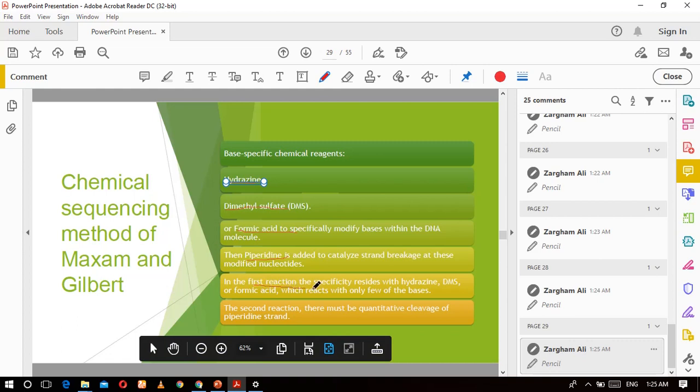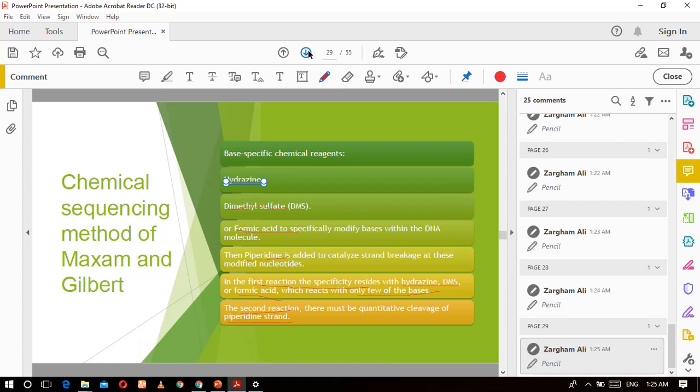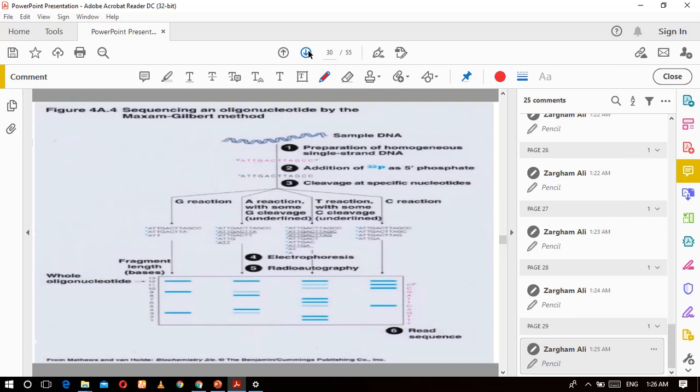In the first reaction, we use hydrazine, DMS, or formic acid for removing bases. Then in the second half, we use piperidine for the quantitative cleavage of the DNA fragment, so that different sizes of DNA fragments are obtained.